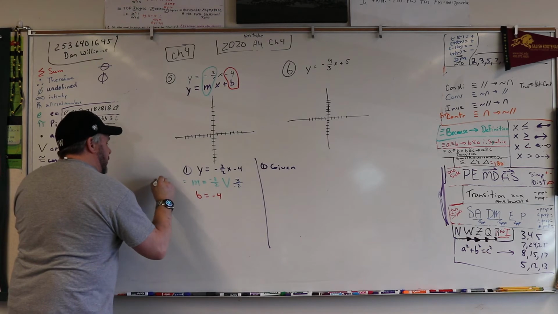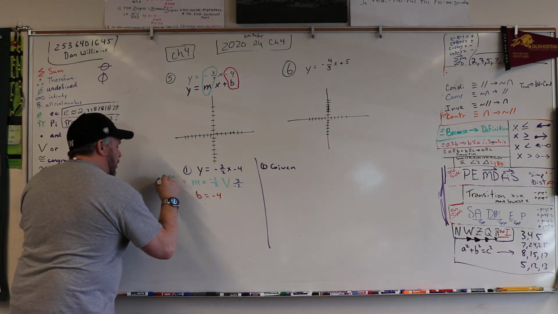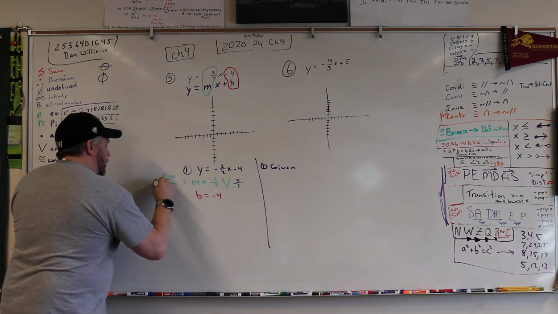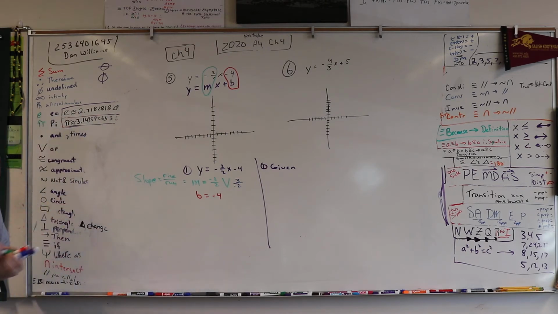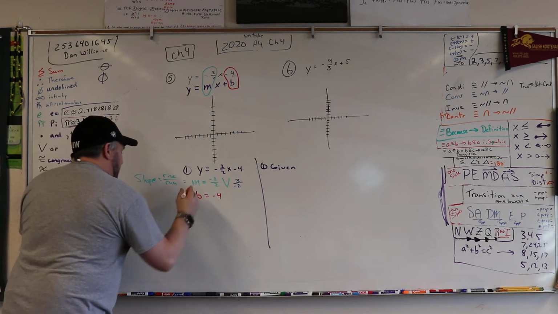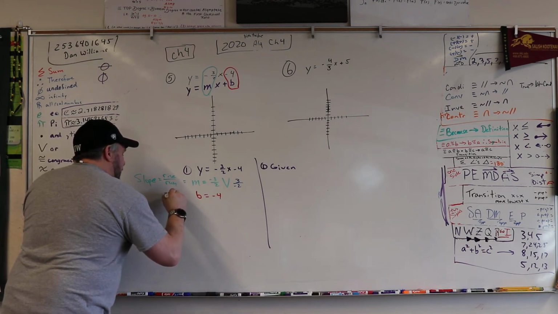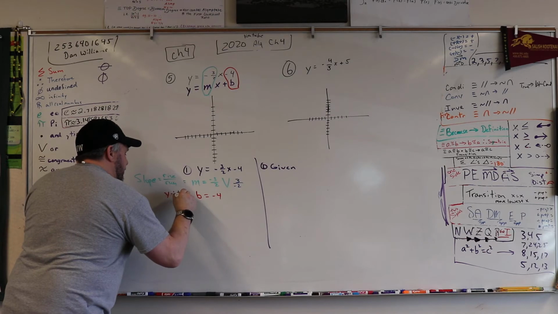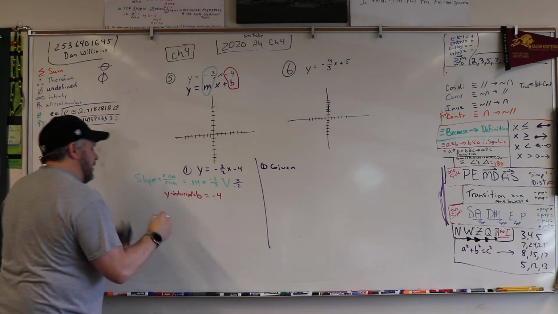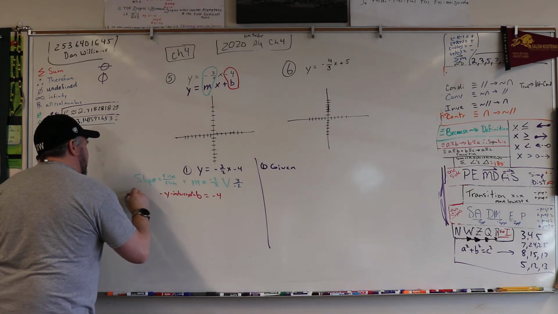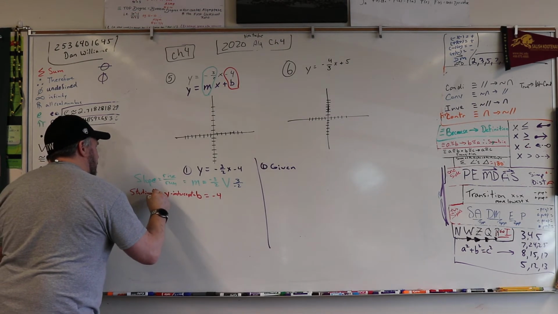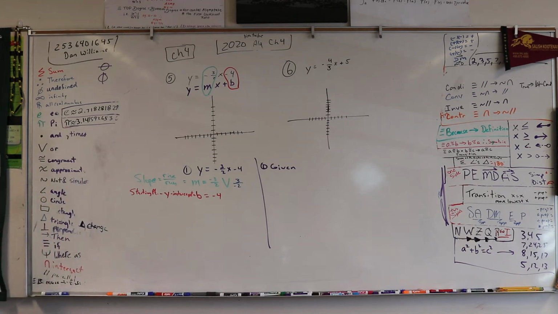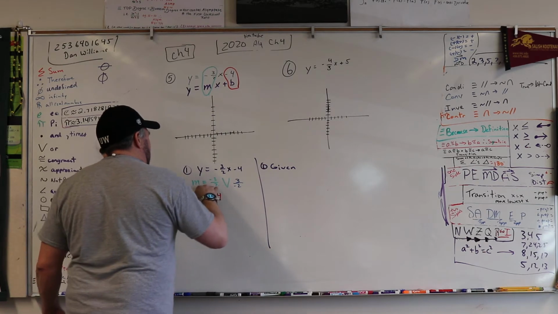This is slope, rise over run, slope, right? And then the other one is what? B is the y-intercept, okay? Or what we like to call the starting point. Okay? The starting point. So I have my b and I have my m.